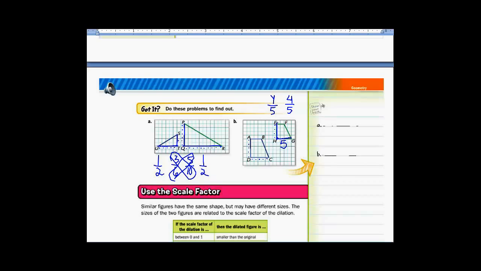Let's compare the other two. Small is to big. So 1, 2 is to 1, 2, 3. See, that one throws it off. So not all sides are the same. So 4 is to 5, 4 is to 5. Those work out okay. The other ones, however, do not. So that one is not similar. That one's not similar. Okay.